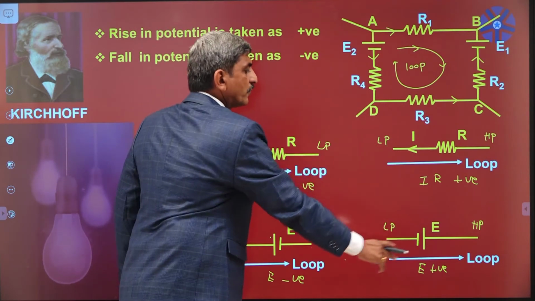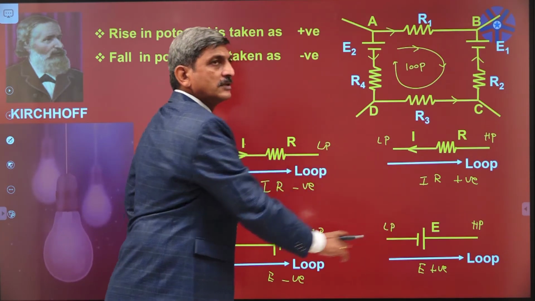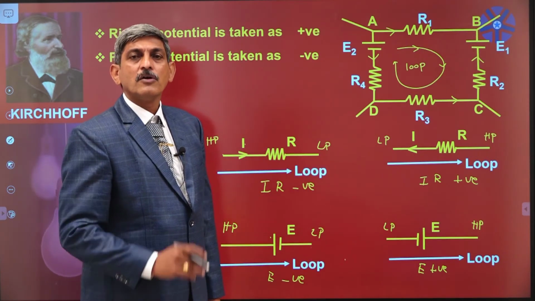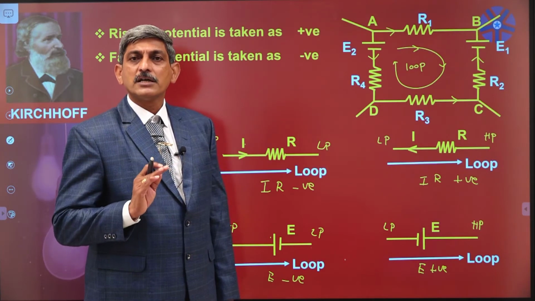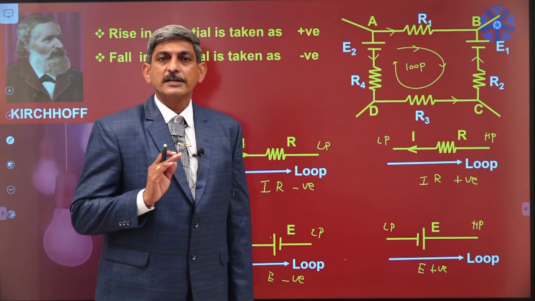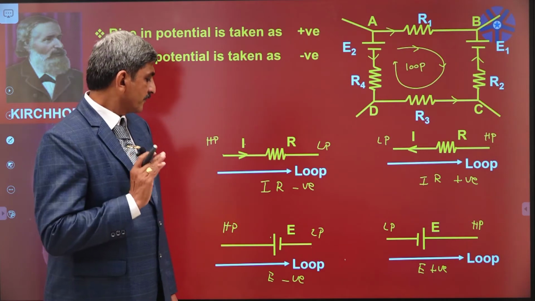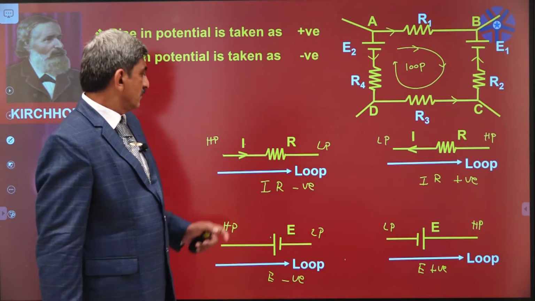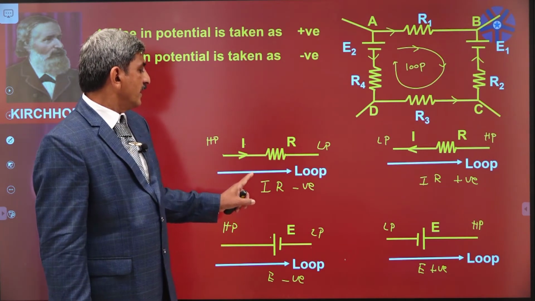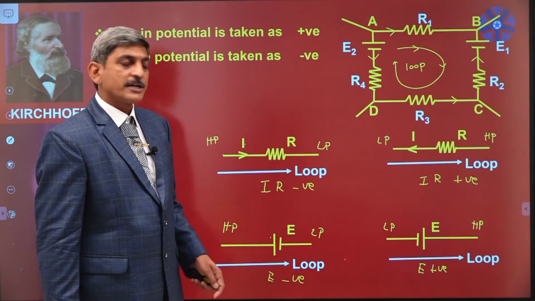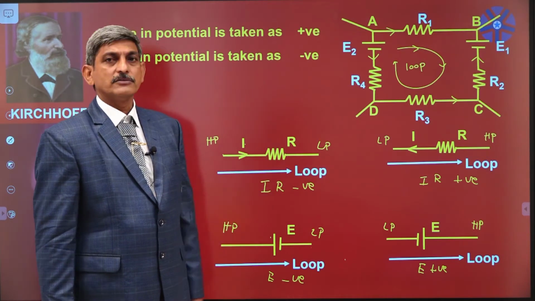So remember these four rules. These four rules play a very important role while applying the Kirchhoff voltage law for the electrical network. Right? So I am repeating. When the direction of the current and the direction of the loop are in the same direction, then IR is negative.